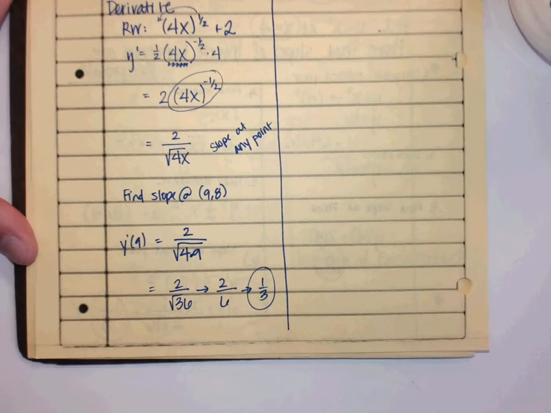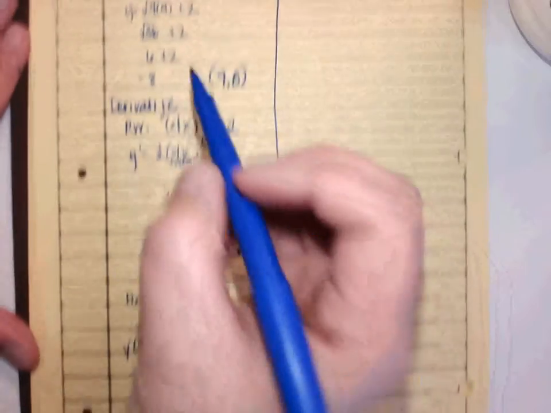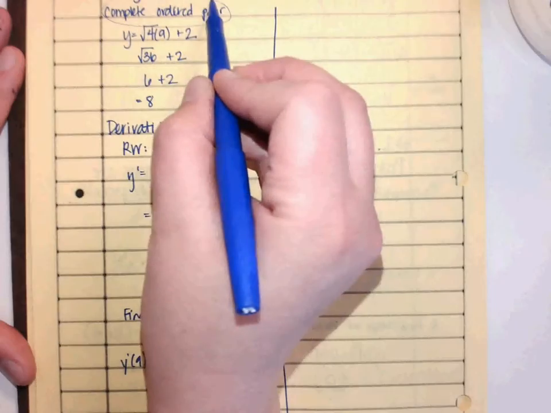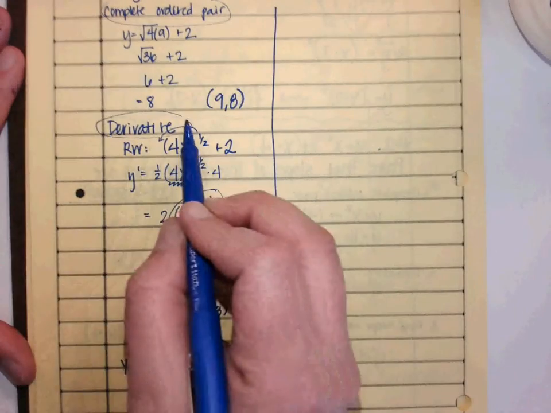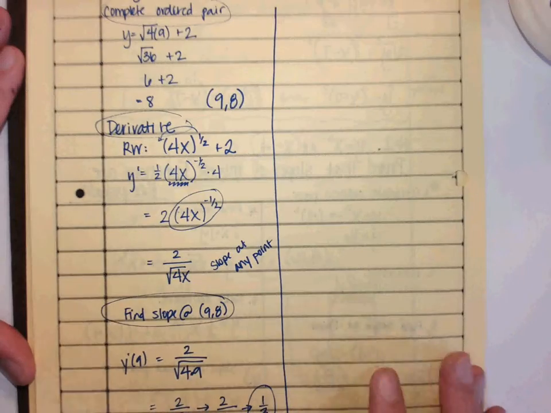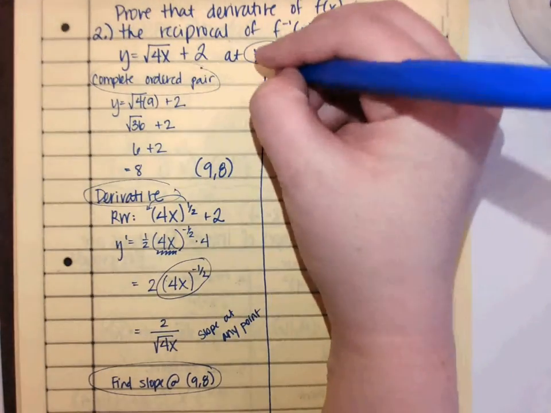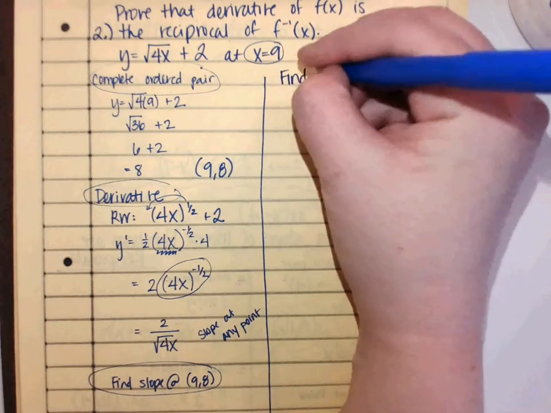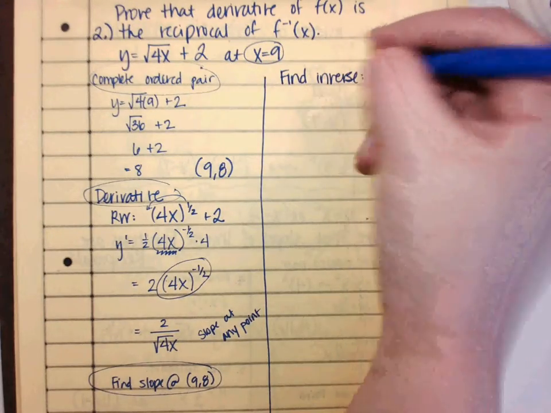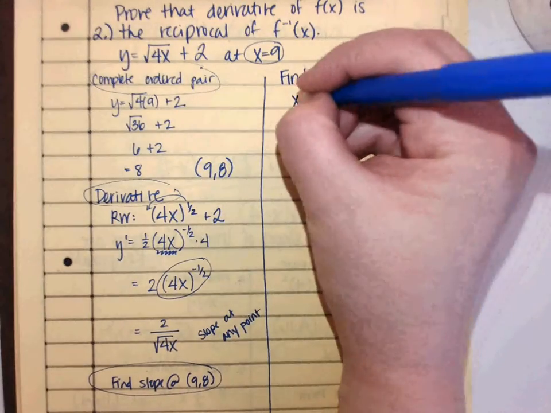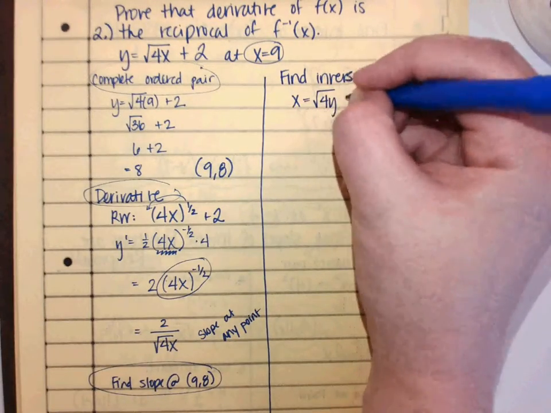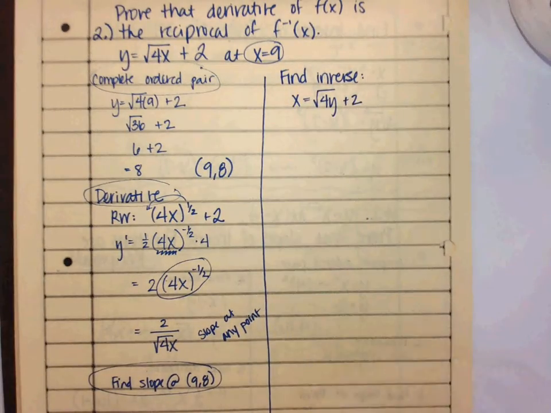So come back up to the top. Let's do our steps on the other side. So, I completed the ordered pair. I took the derivative, and then I found the slope at my point. On the other side, you need to find the inverse. So, do we remember from yesterday how to find the inverse? Swap x and y, so it's x equals root 4y plus 2. Then what do I do from there?